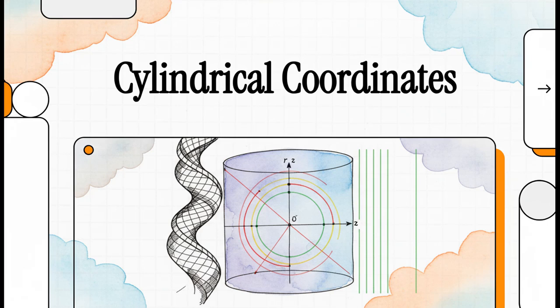Hey everyone, and welcome. If you're deep in multivariable calculus, you've probably hit that moment where describing a really simple 3D shape feels, well, way too complicated. Today, we're going to pull back the curtain on a tool that makes all that complexity just melt away: cylindrical coordinates. So let's dive in and see how they work.